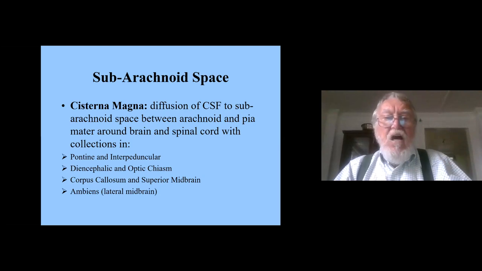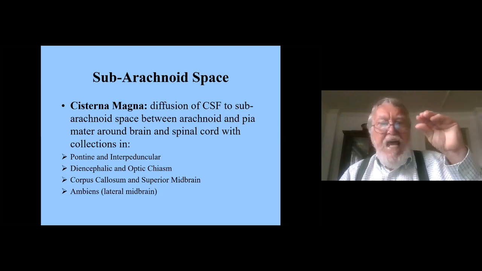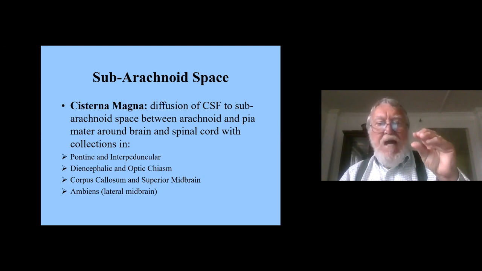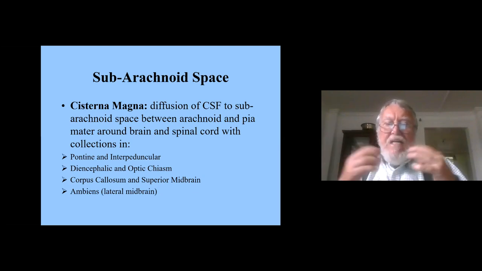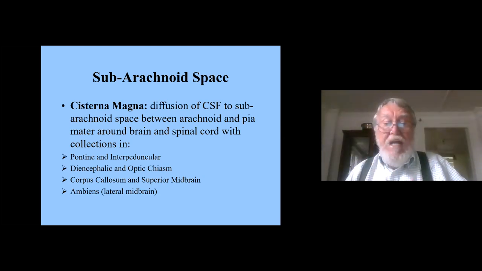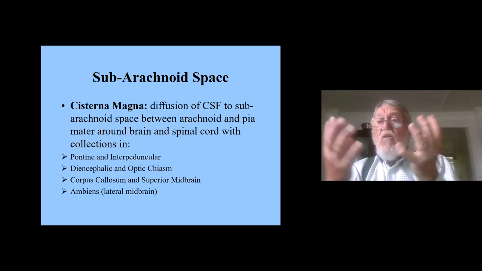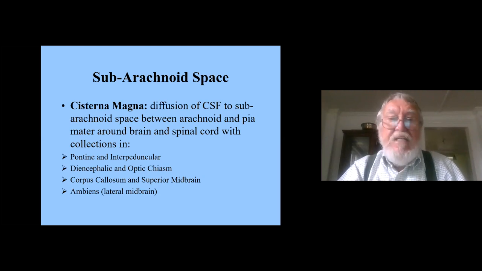And other than the cisterna magna, there are other larger collections of CSF. There's the pontine and interpeduncular, which is found right at the border of the pons and the midbrain. There is a subarachnoid space enlargement around the diencephalic and optic chiasm. Then there is another collection around the corpus callosum and superior midbrain. And then there is CSF lateral to the midbrain called the ambiens. But those are larger collections of CSF. Here is all of these places where extra CSF can collect.